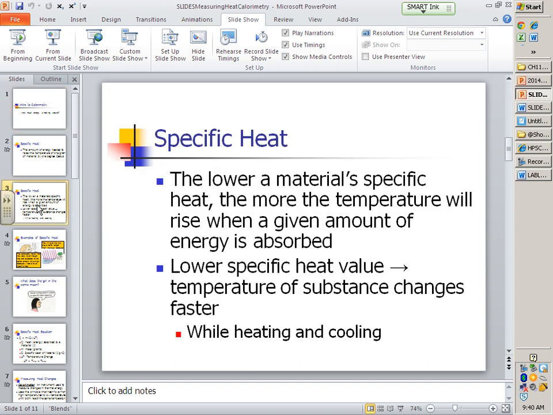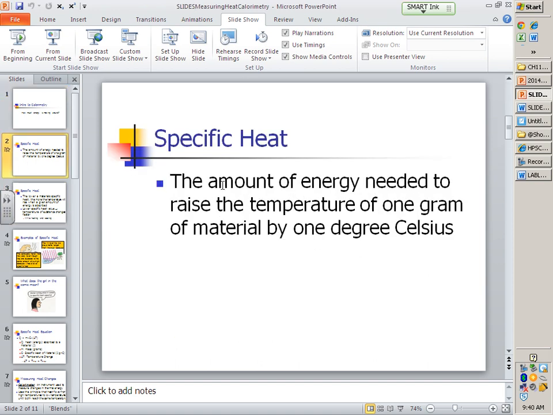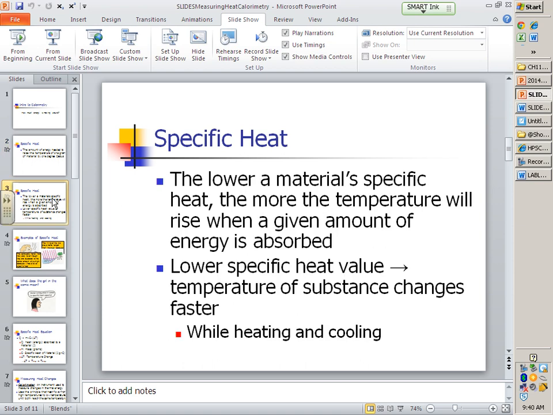Yesterday, we talked a lot about the specific heat of a material. And we talked about that the specific heat of a material is a measure of how hard or easy it is to raise the temperature of that material. Materials that have lower specific heat values heat up rather quickly, but materials that have higher specific heat values take a while to heat up or cool down. So we're going to measure that a little bit today.